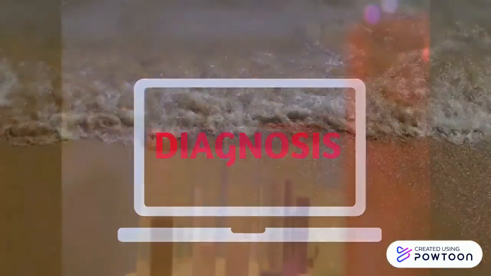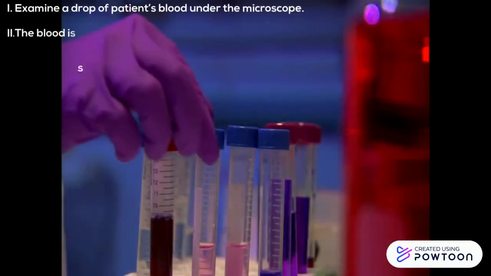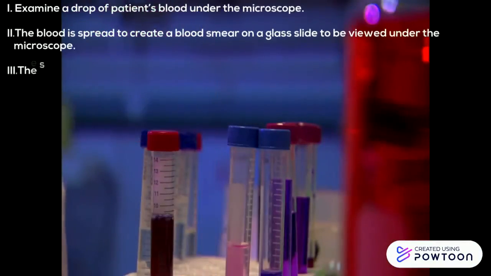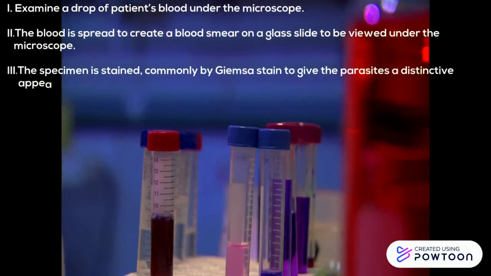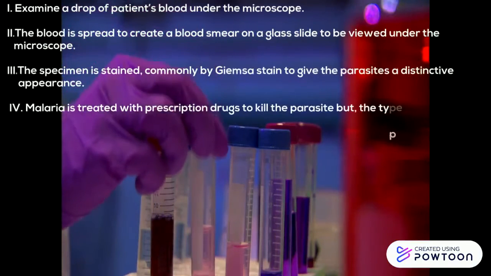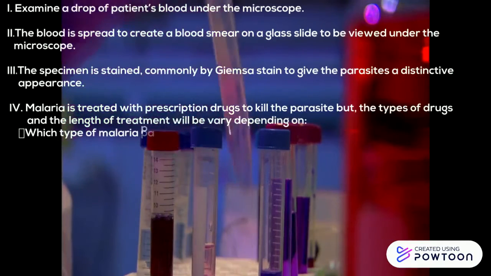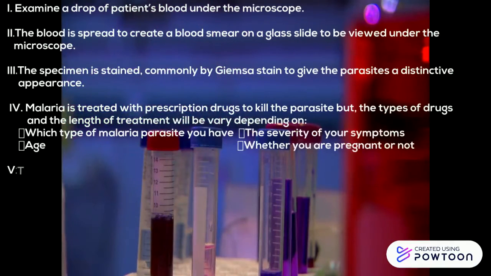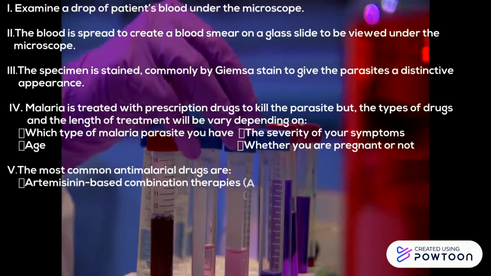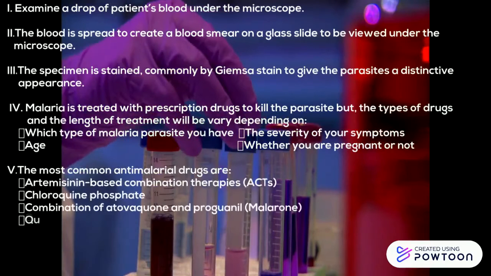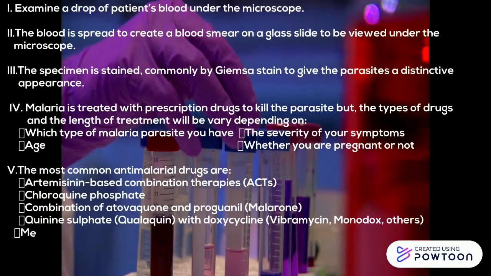Diagnosis: examine a drop of the patient's blood under the microscope. The blood is spread to create a blood smear on a glass slide to be viewed under the microscope. The specimen is stained, commonly by Giemsa stain, to give the parasite a distinctive appearance.